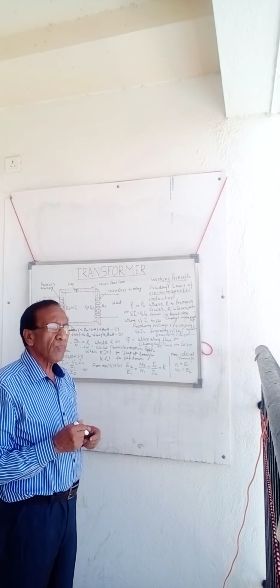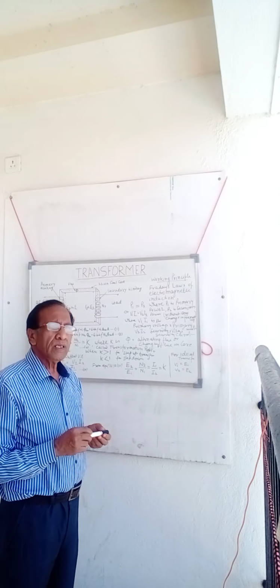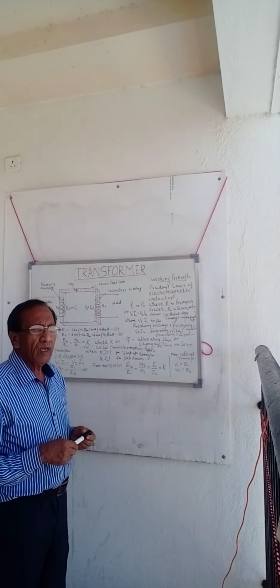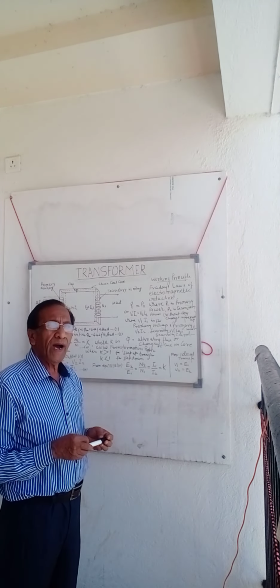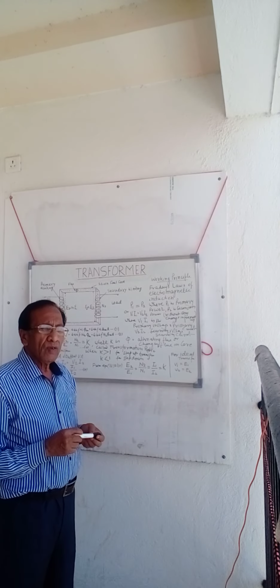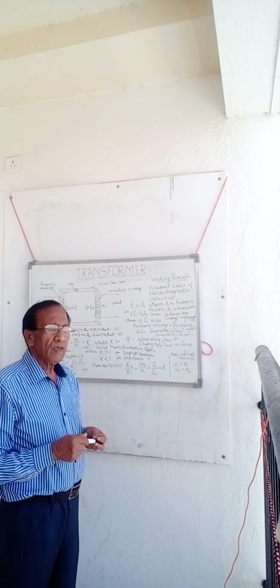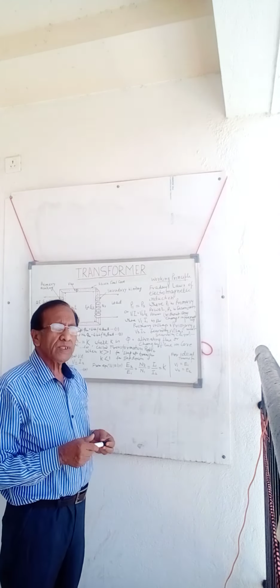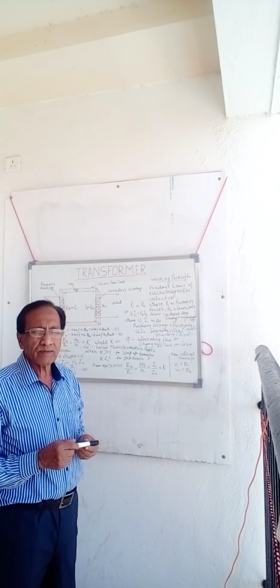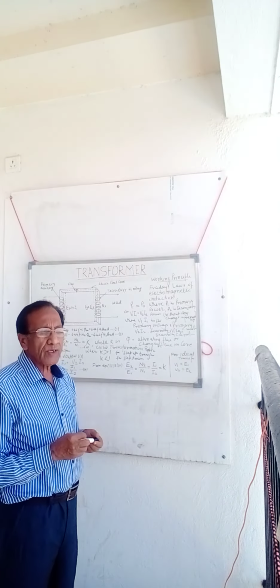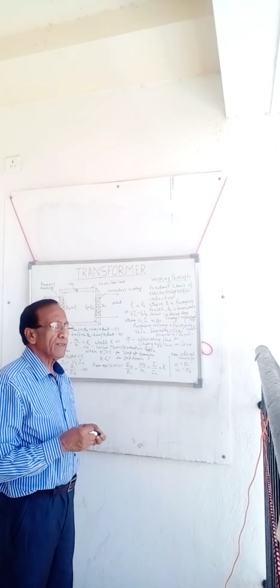In the winding, the conductors we use are either aluminum or copper. Aluminum or copper wire is used for the windings because copper has very good conductivity and good mechanical strength, and aluminum's conductivity is half of the copper conductor, but its weight is less and cost is also less. So for large transformers we use copper conductor, and for medium and small transformers we use aluminum conductor.